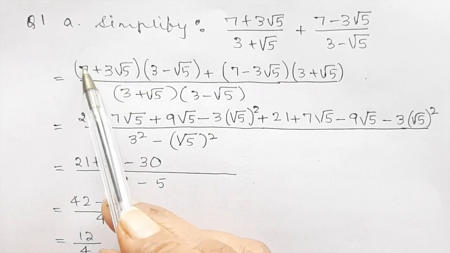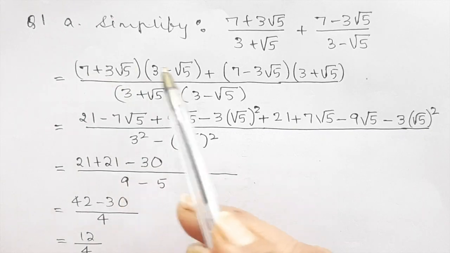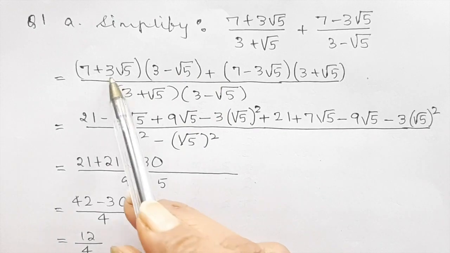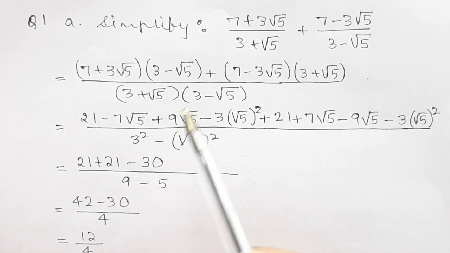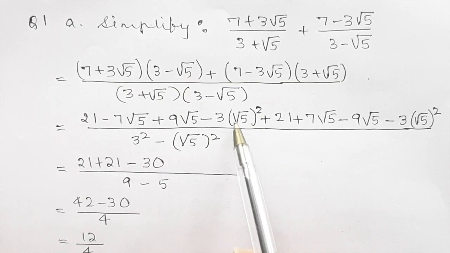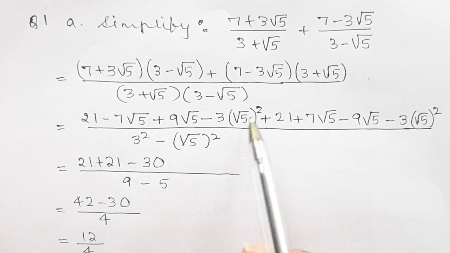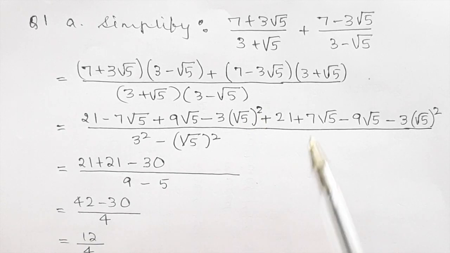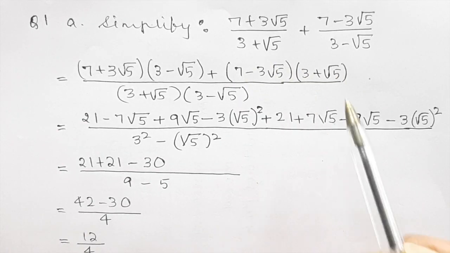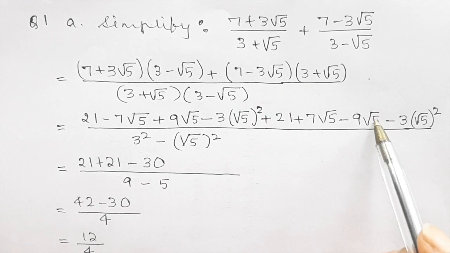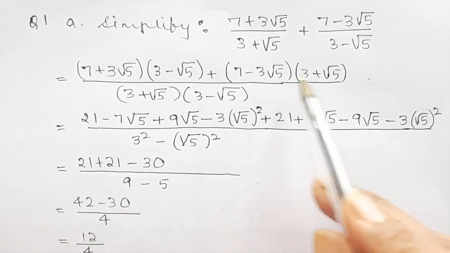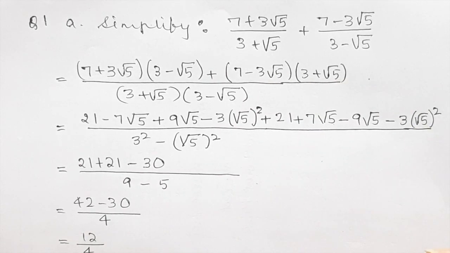And in the numerator, this into this, that is 21. This into this, that is 7 root 5. Then this into this, which is 3 3's 9, 9 root 5 with a plus sign. And this into this will be 3 into root 5 into root 5, so I've written 3 into root 5 square, right? Now 7 into 3 and 7 into root 5, so we write like so. Then minus 3 root 5 into 3, so 3 3 is 9, 9 root 5. And this into this will be minus 3 into root 5 into root 5, that is 3 into root 5 square, right?